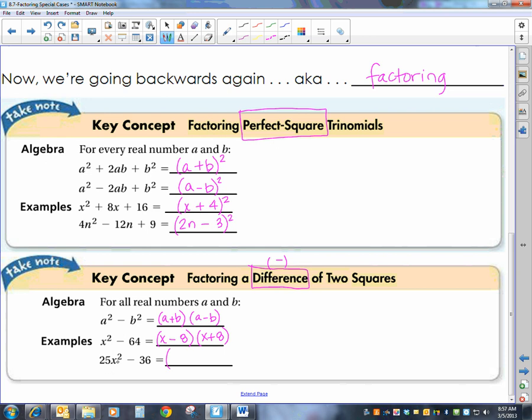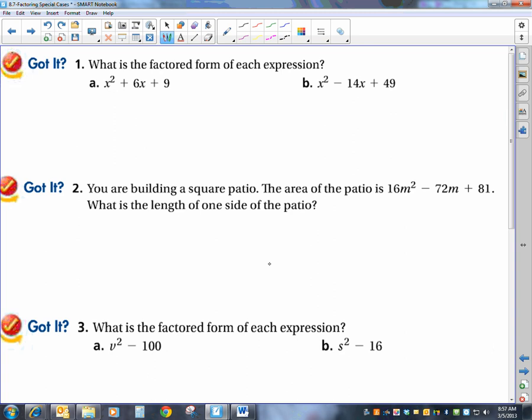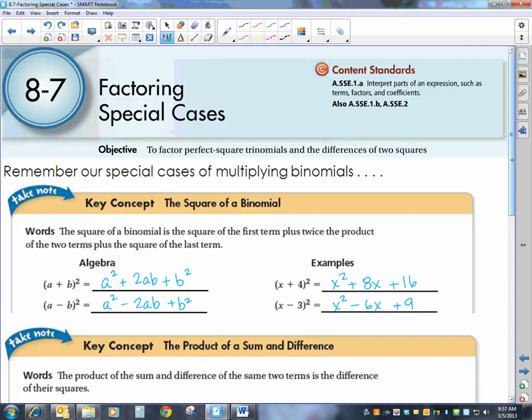Okay, square root of 25x squared, 5x, minus square root of 36 is 6. And again, write it again, just change the sign. So let's go do some more, trying to remember. So we have to recognize the difference. Let's go label this real quickly.